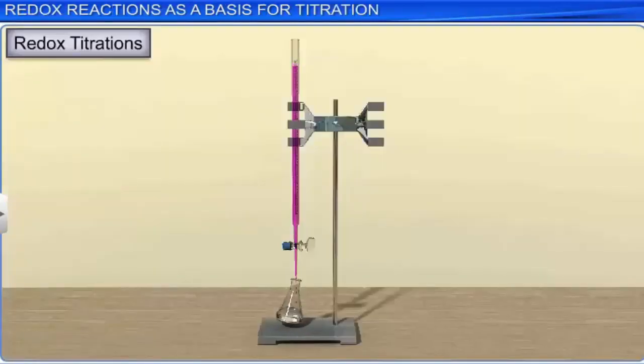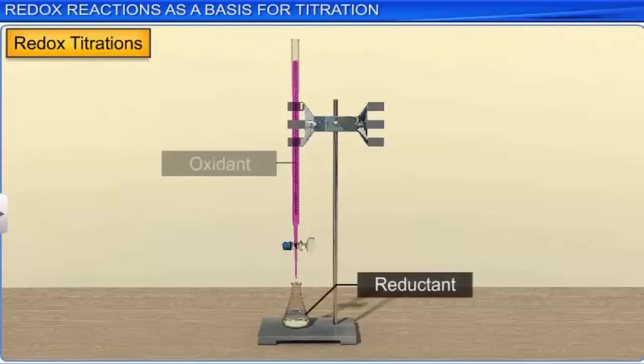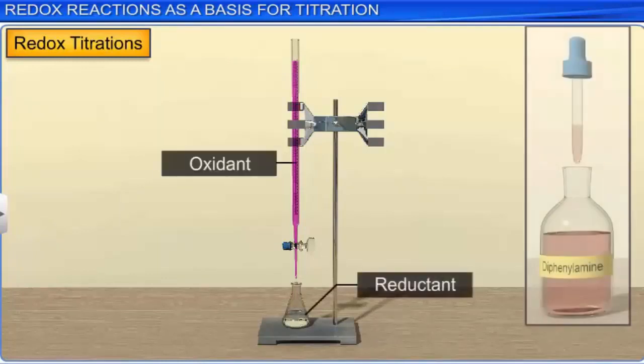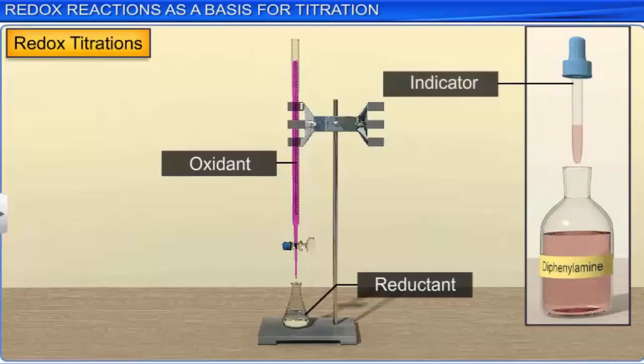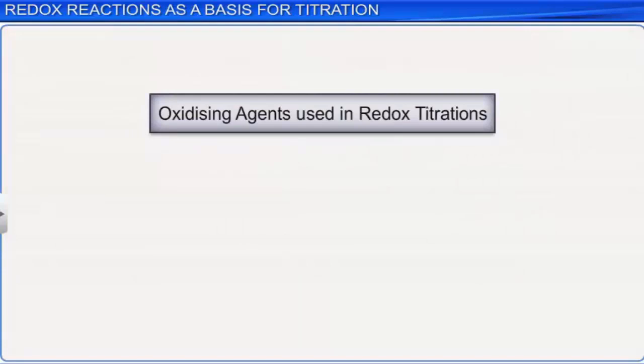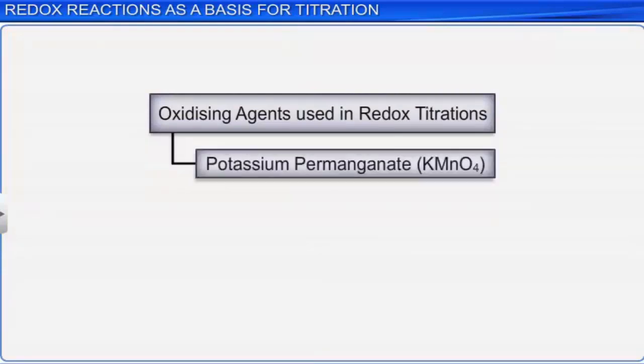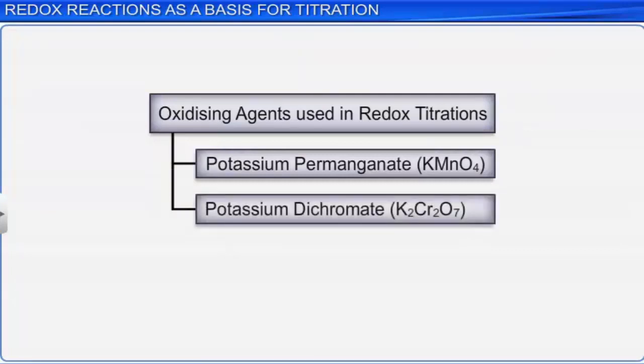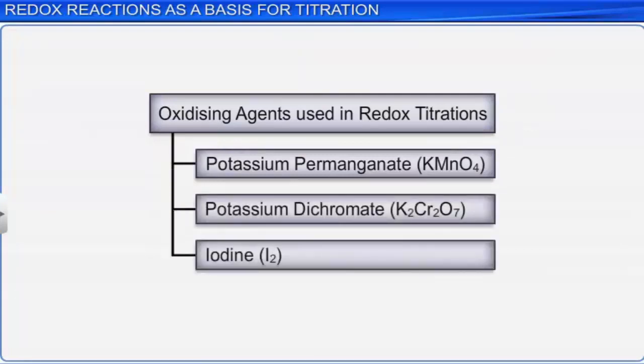Titrations that involve oxidation, reduction reactions are known as redox titrations. Redox titrations are used to determine the strength of a reductant or oxidant by using a redox-sensitive indicator. Redox titrations can be performed using oxidizing agents such as potassium permanganate, potassium dichromate, and iodine. Let's look at each of them.